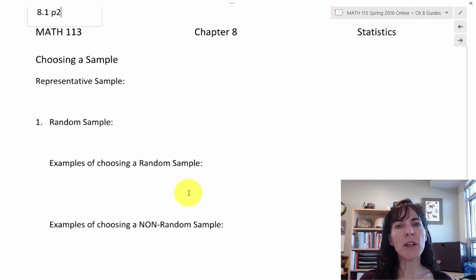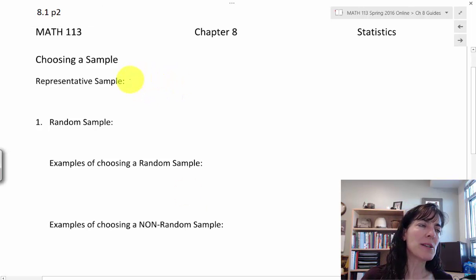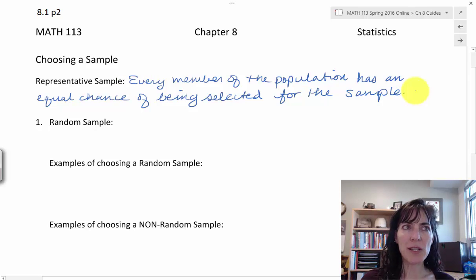Sometimes they're just for entertainment, and we need to know, is it just for my entertainment that I know what percent of the people surveyed like coffee, or is that a statistical fact or statistical statement that's been shown to be sound? One of the main things we need to know is whether the sample was representative. So when we choose a sample, we want a representative sample, and a representative sample means every member of the population has an equal chance of being selected to be in the sample.